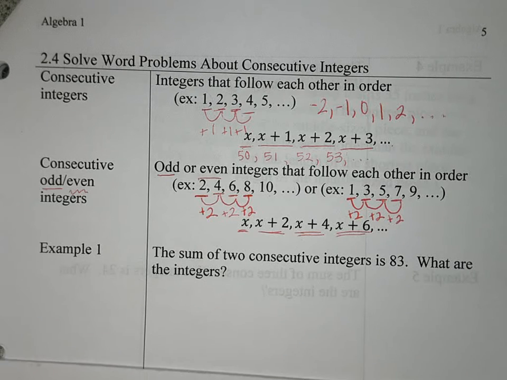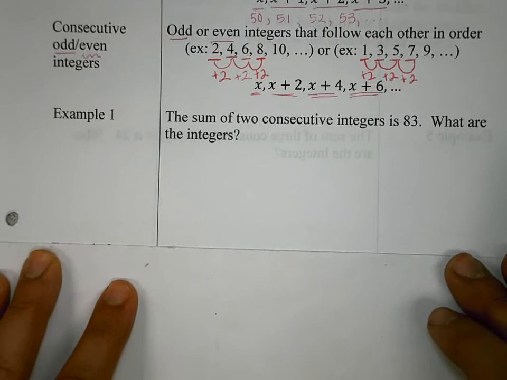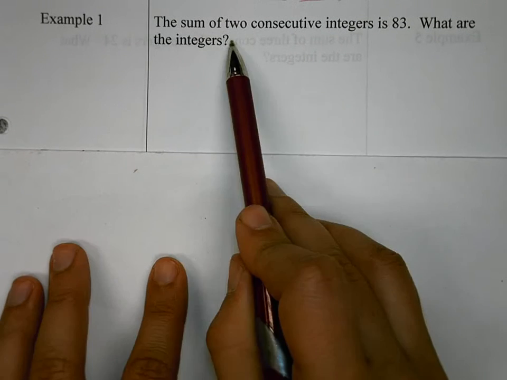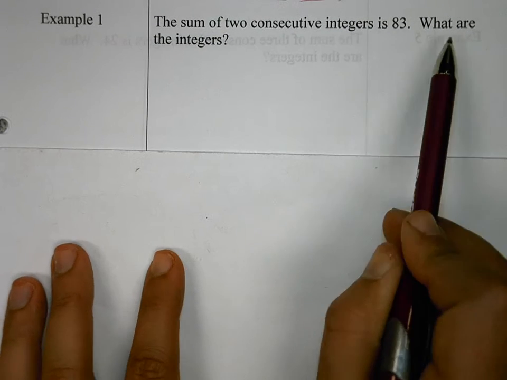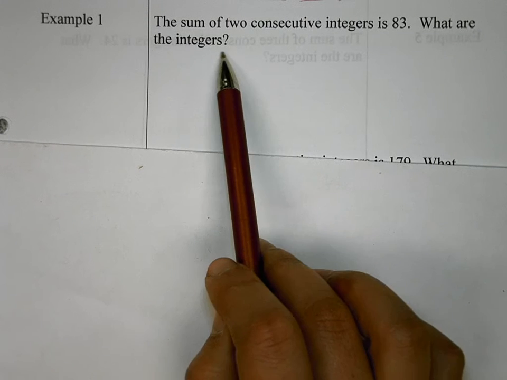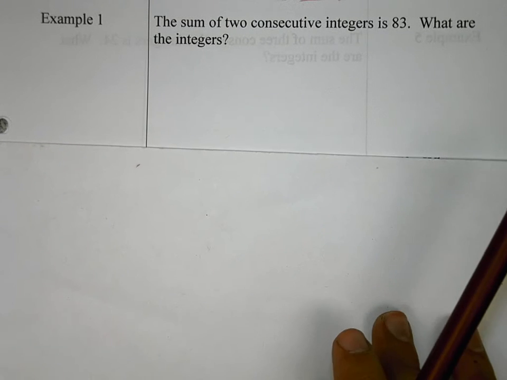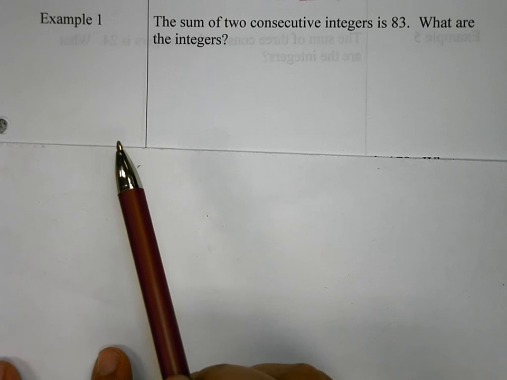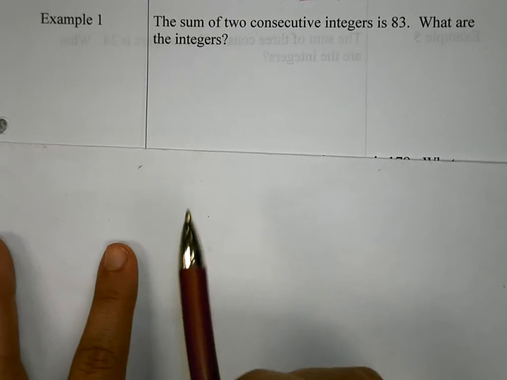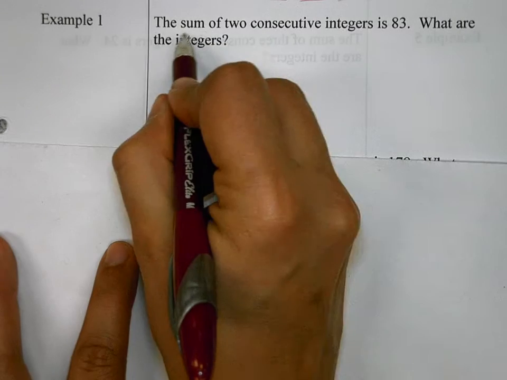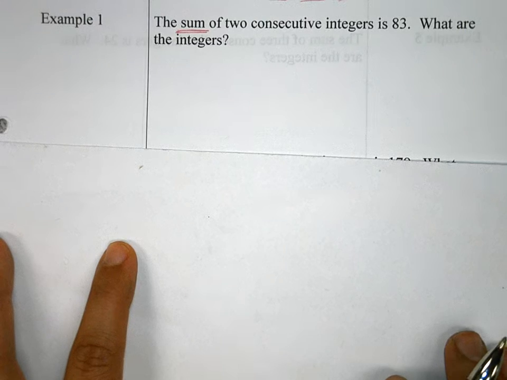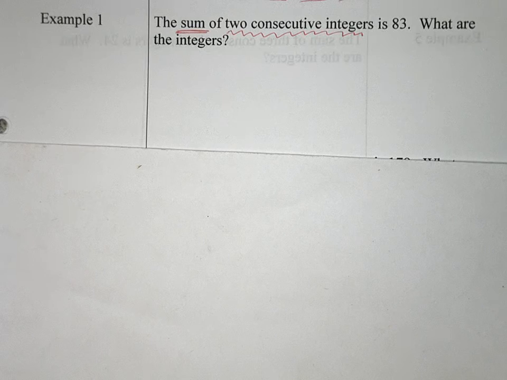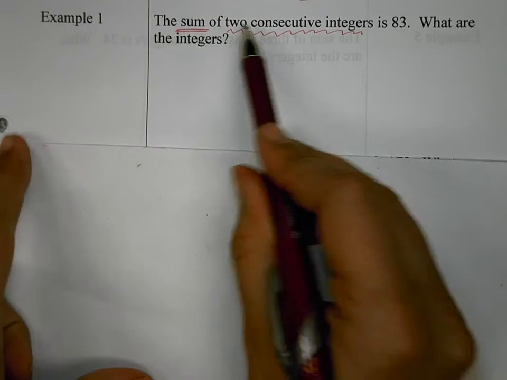So let's look at example 1. Example 1 says, the sum of two consecutive integers is 83. What are the integers? Please make sure that you write down the question in all of the words so that you know what the question is. So we're looking at the sum, which means we're going to be adding the two numbers together, of two consecutive integers. So we're not looking at odd or even, we're just looking at consecutive. So there's two of them.